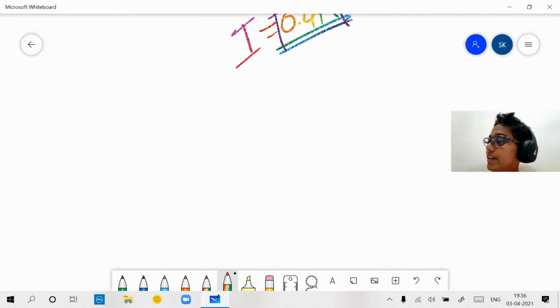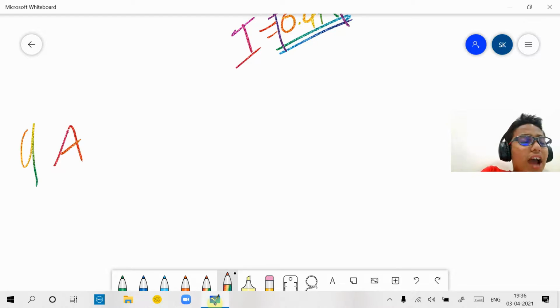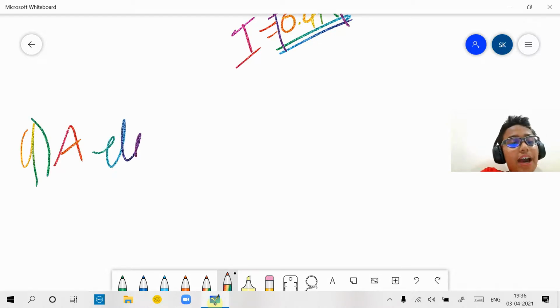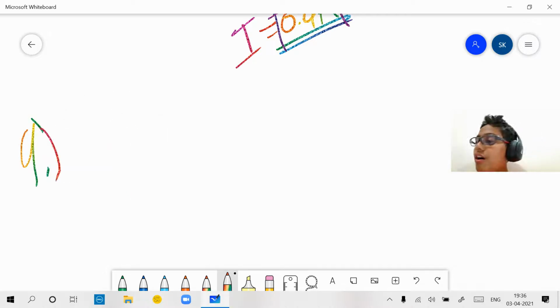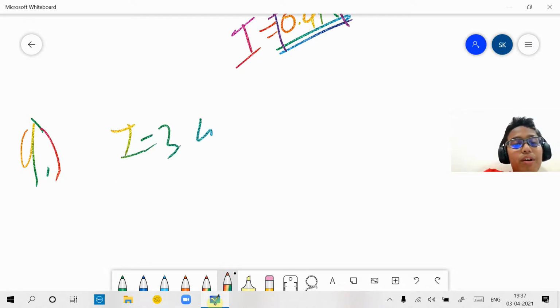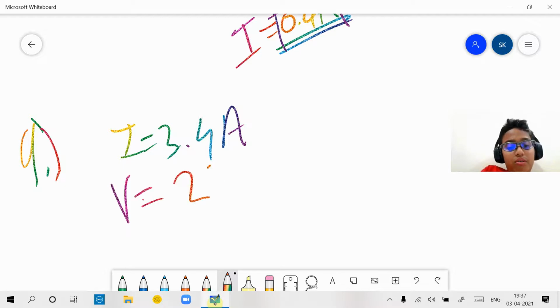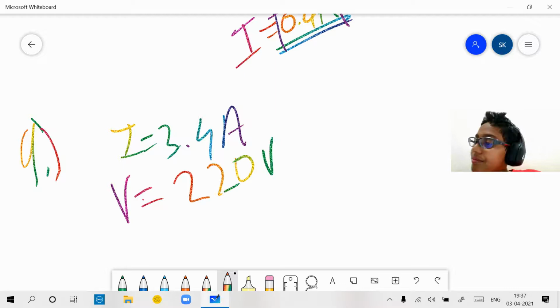Okay, now let's go with the second question. Electric iron. This is a hard one, not hard, somewhat tricky. I will not write down the question, I will read it and write the values only. So the electric iron draws a current of 3.4 amperes. First we will write, current I equals 3.4 amperes, from the supply line of 220 volts. So V equals 220 V.